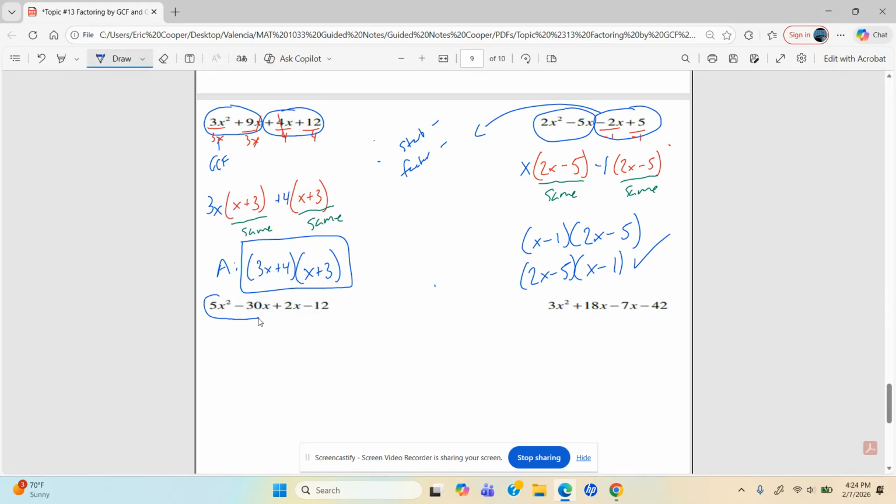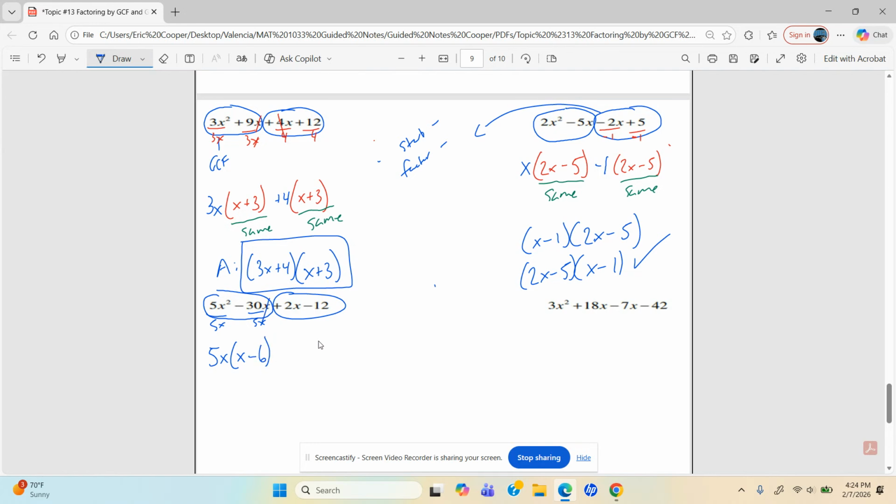Let's do it again with this problem. We'll factor the first two terms. 5x squared and 30x, 5 and 30, you can take out a 5. X squared and x, I can take out 1x. So dividing everything by 5x. 5 divided by 5 cancels. 2 x's, I take away 1x, I've got an x. Negative 30 divided by 5 is negative 6.